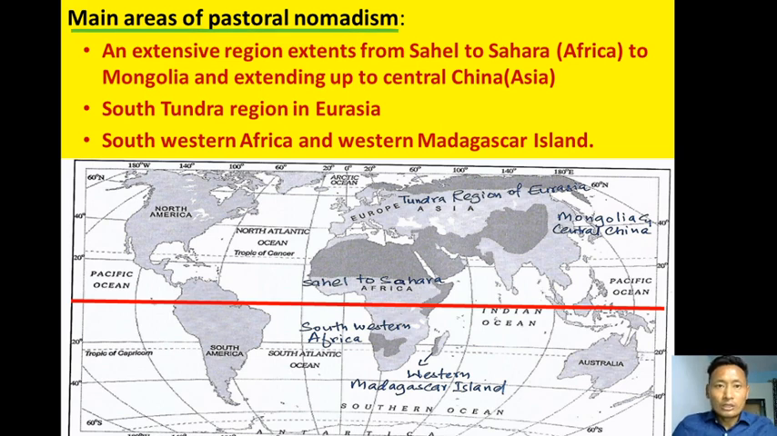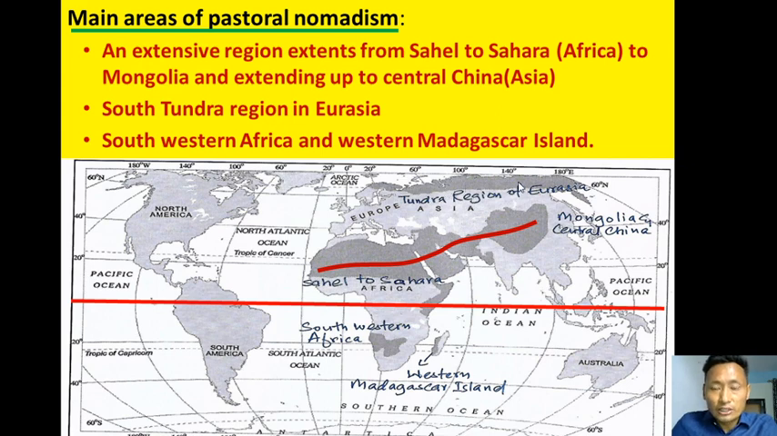So the first region is an extensive region. Extensive means a very, very large region that extends from Sahel to Sahara and in Africa too. Here we have Central Asia. Next to that, if we move here, Mongolia and Central China. So these dark shaded regions show where some people are still practicing pastoral nomadism or nomadic herding.